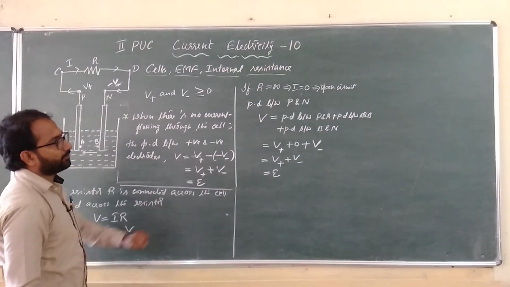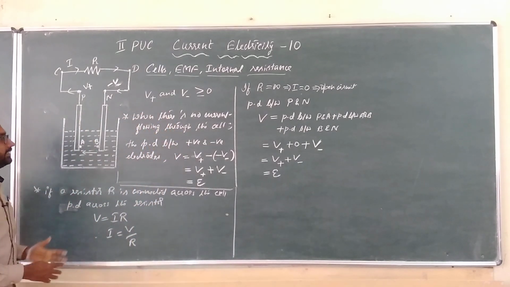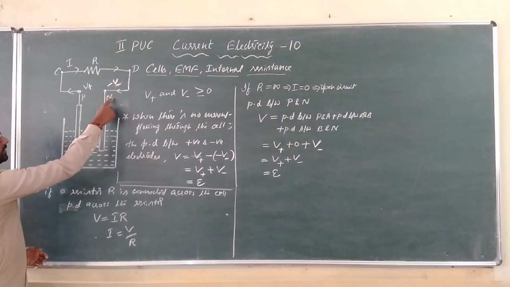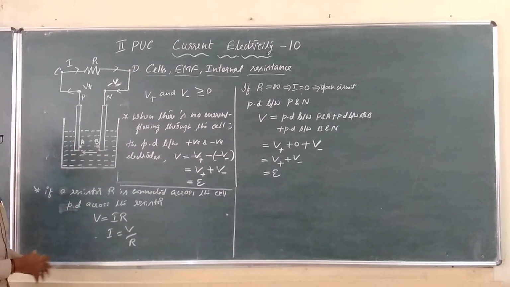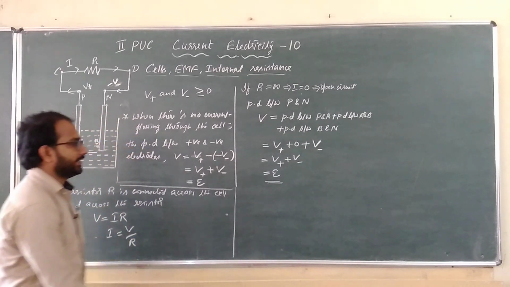Okay, so which is nothing but the potential difference between P and N when there is no current flowing through the cell, or when the cell is in open circuit. So you can define the EMF of the cell as the maximum potential difference between the positive electrode and negative electrode of the cell, or as the potential difference between them when the cell is in an open circuit, meaning when there is no current flowing through the cell. Now, the potential difference is maximum when there is no current.